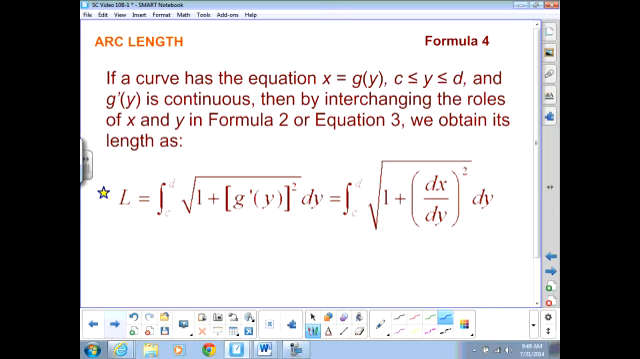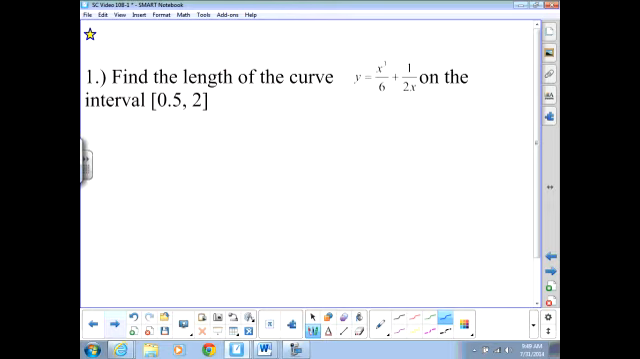Now this could work with y's as well. Okay, you would just flip-flop everything. You'd have dy and you would have your function in terms of y, and you would have to make sure you have your y values in your integral. So it can be done either with x's or y's, either way. And depending on what they give you, that might tell you if you want to do it with x's or y's. If you have something where you can't get y by itself very easily, then you might want to do it as y's instead of x's.